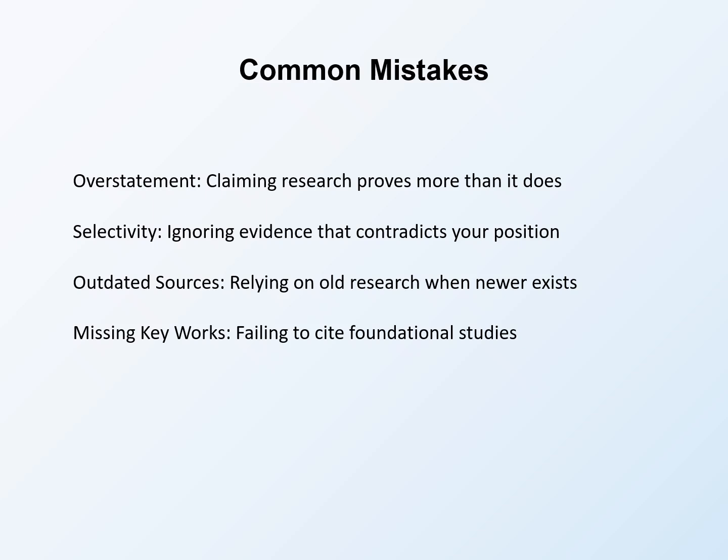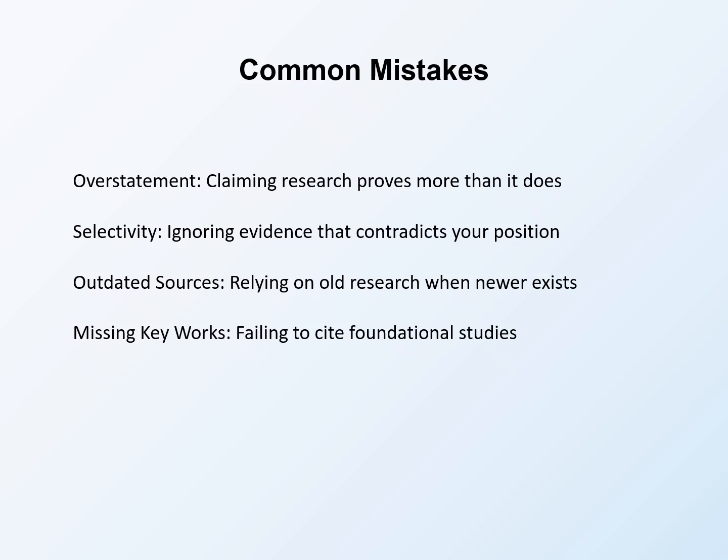Selectivity means ignoring evidence that contradicts your position. Reviewers who know the field will notice if you cite only favorable studies while ignoring well-known research with different findings. Address contradictory evidence directly rather than pretending it does not exist. You might acknowledge that some studies have found smaller effects or explain why certain negative findings may not apply to your context. Outdated sources undermine your credibility when newer research exists.